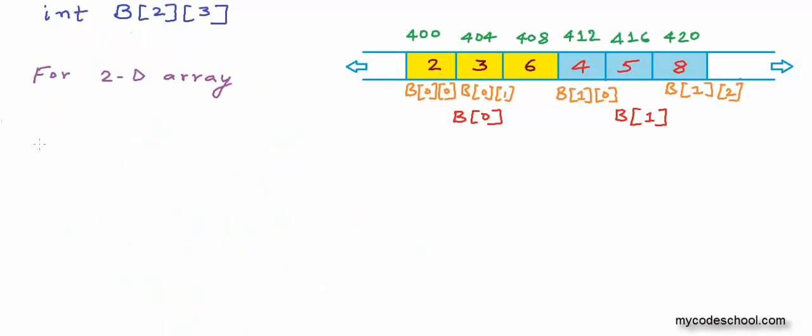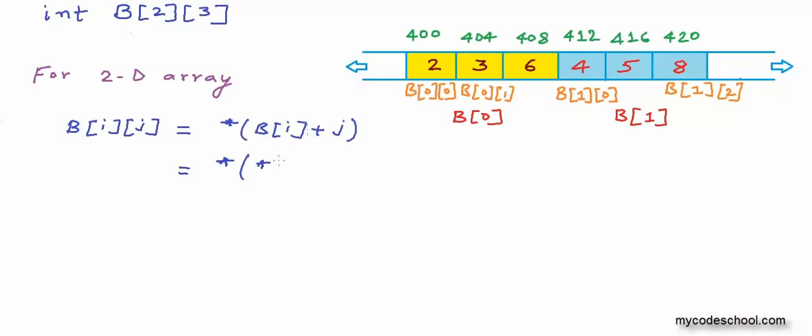For a two-dimensional array, b[i][j], where b is the name of my two-dimensional array and i and j are some indices, can be written as *(b[i] plus j), and once again b[i] can be written as *(b plus i). So these three expressions are the same. I would recommend trying all of this in real code.